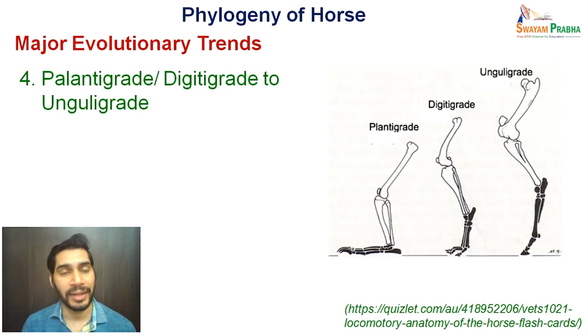Another important characteristic is that the plantigrade or digitigrade mode has shifted to unguligrade. Once you are aware of what plantigrade, digitigrade and unguligrade are, you can appreciate that the horse has attained the unguligrade mode of locomotion, but it was not always unguligrade. The earlier forms were basically plantigrade or digitigrade, but the modern horse has the unguligrade mode of locomotion, which has evolved.